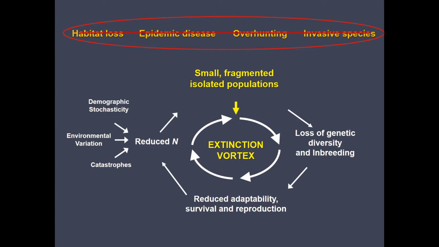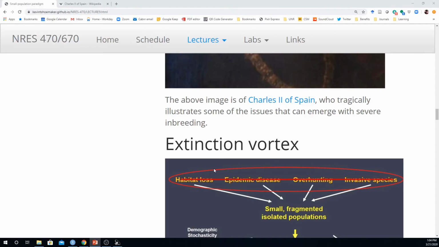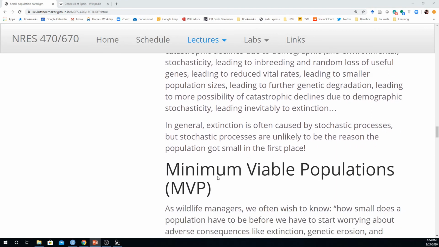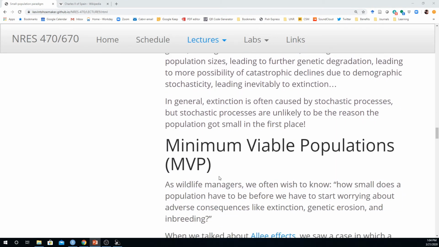So we just want to, as conservation biologists, avoid populations getting into the extinction vortex, because once you're there, it's really hard to get back out. All right, so that's the extinction vortex. And in general, the final extinction for species is often caused by stochastic processes, just because of this extinction vortex. But just remember that stochastic processes are not likely to be the reason the population got small in the first place. And we'll talk more about that in the declining population lecture.